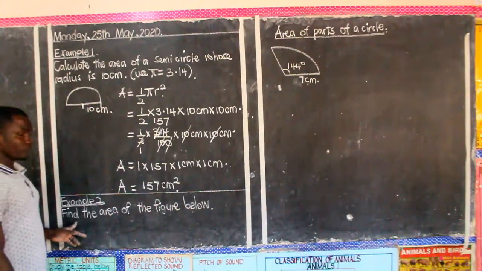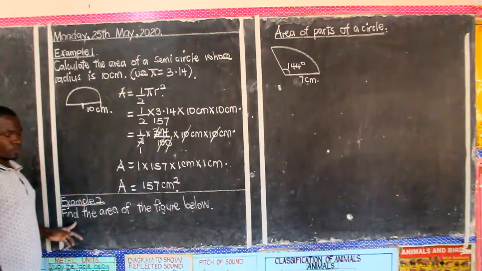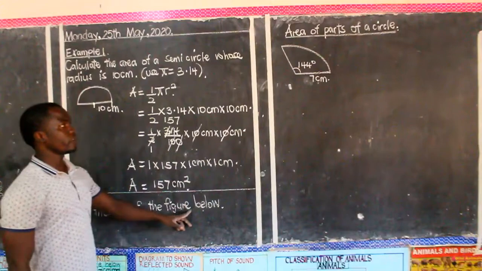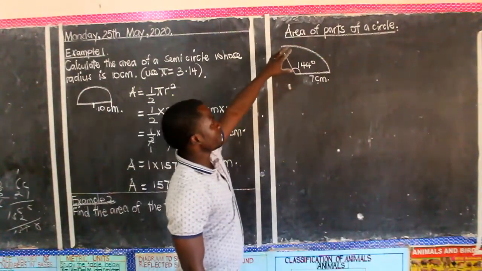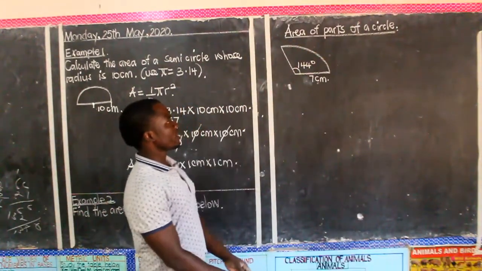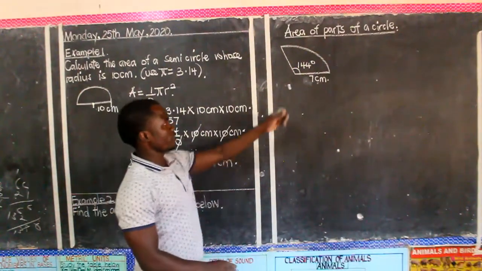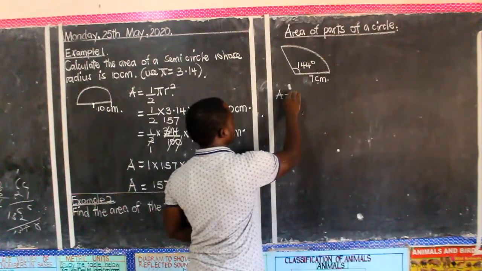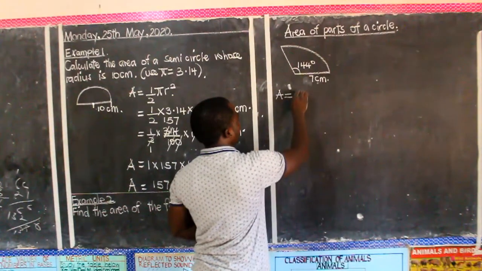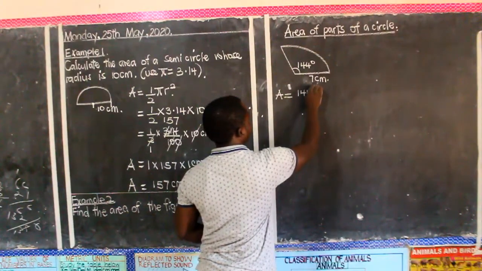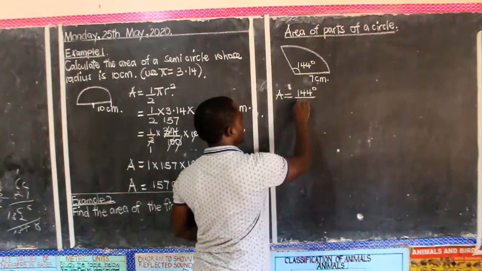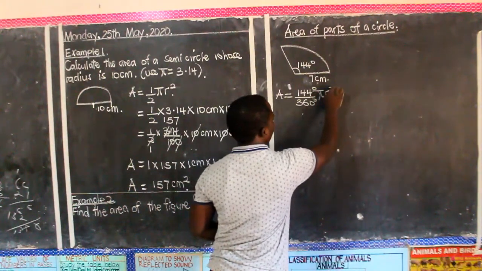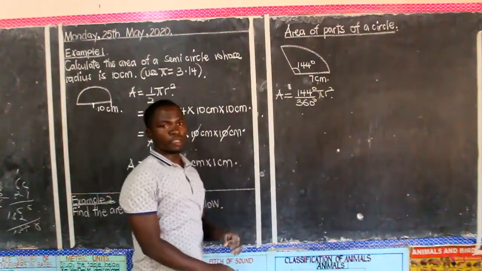This is our example 2. The question is, find the area of the figure below. The figure is here. It is a sector of a circle. It is part of a circle. Okay? So how do you find the area of this figure? So area equals 144 degrees out of 360 degrees pi r squared. Okay?